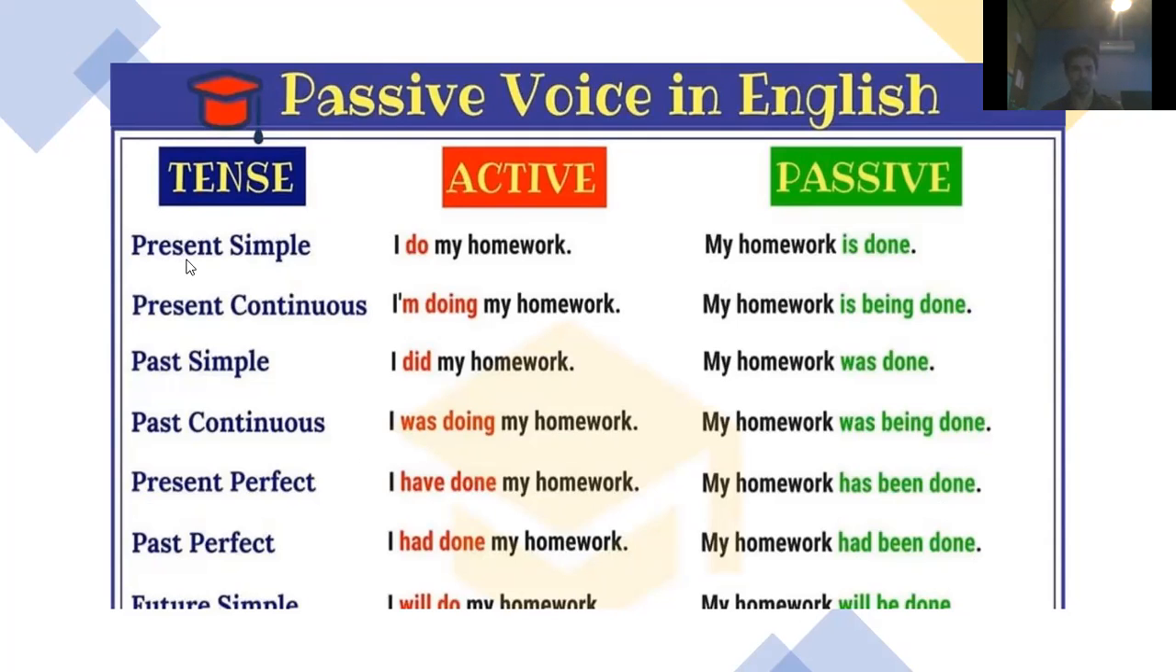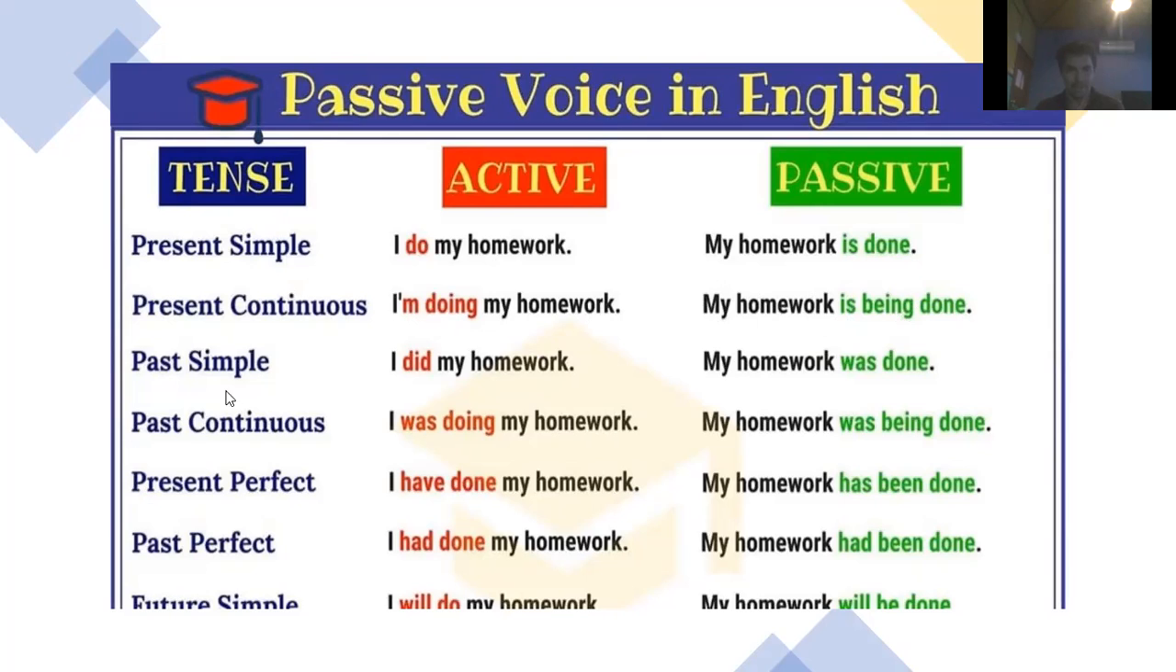So present simple, active voice: I do my homework. Passive voice: my homework is done. So I do my homework means I will do my homework. And passive, present simple: my homework is done. I've already done my homework, I've finished it. Present continuous, active voice: I'm doing my homework. Passive: my homework is being done. So remember it's continuous. Doing means you're still busy with it. Being is the same. You're still busy with it. It's getting done. It's in the process.